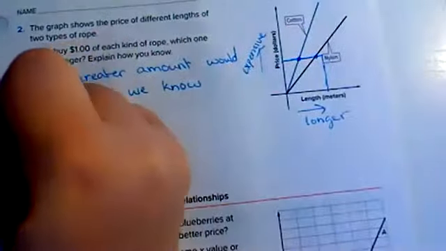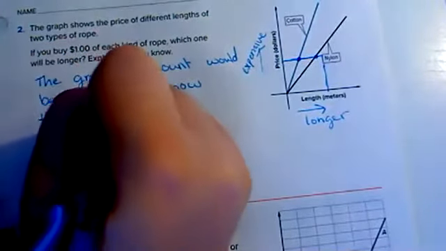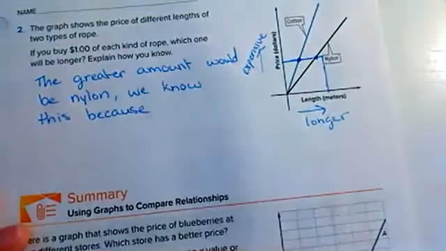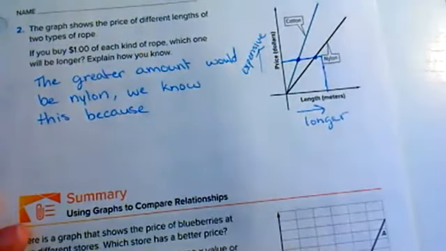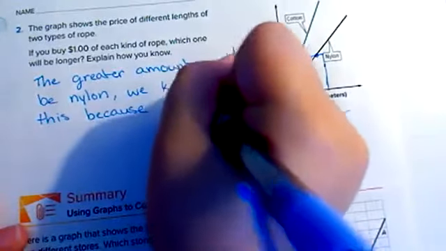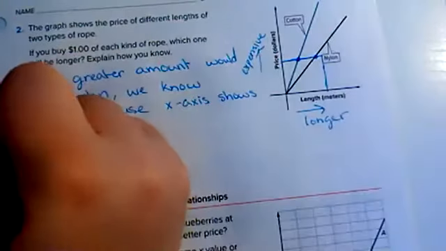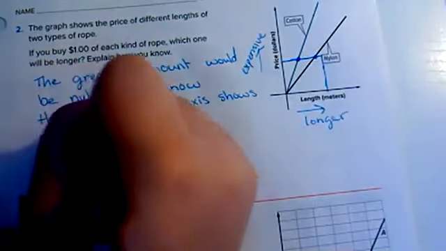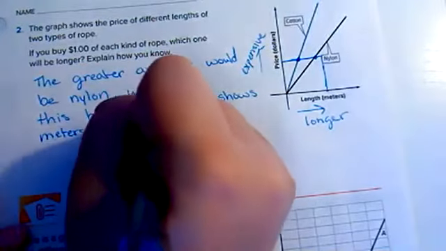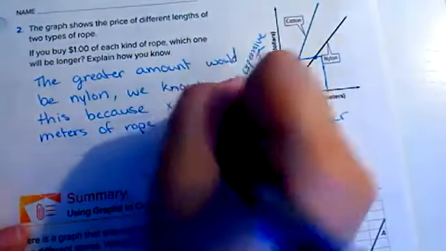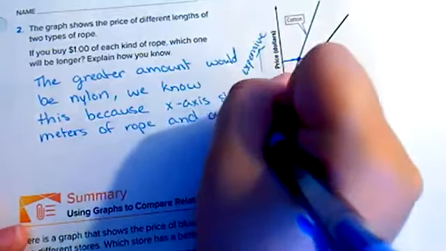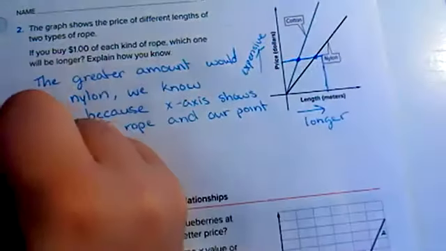And we know this because the x-axis shows meters of rope and our point shows the comparison.